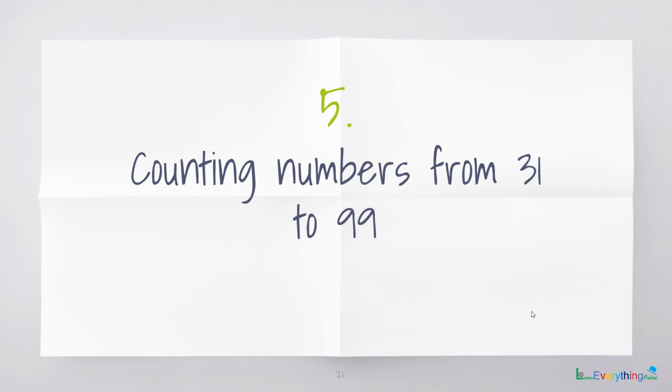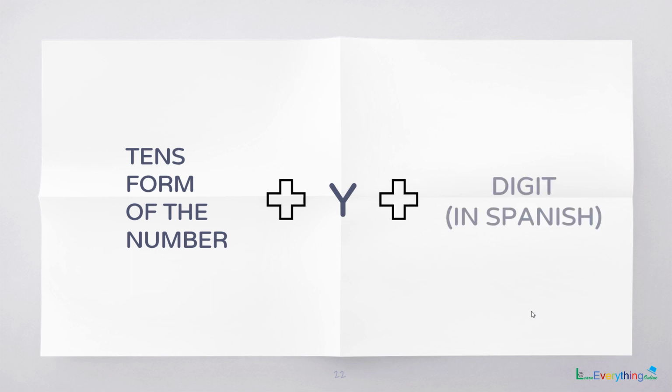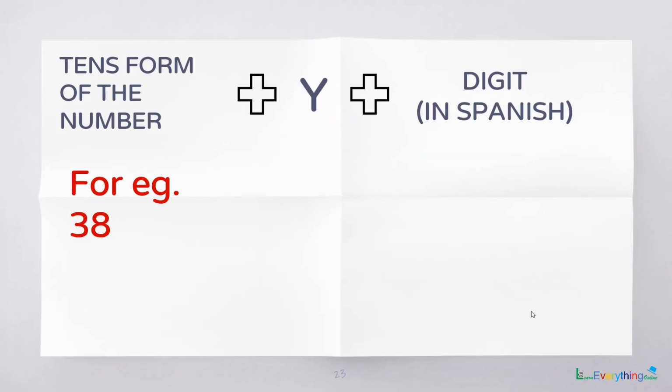Now this series from 31 to 99 follows a different kind of pattern, but the numbers from 31 to 99 are all similar. So for this we have the formula. We use the tens form of the number followed by the word E and then the digit in Spanish. Now we will see this with the help of an example.